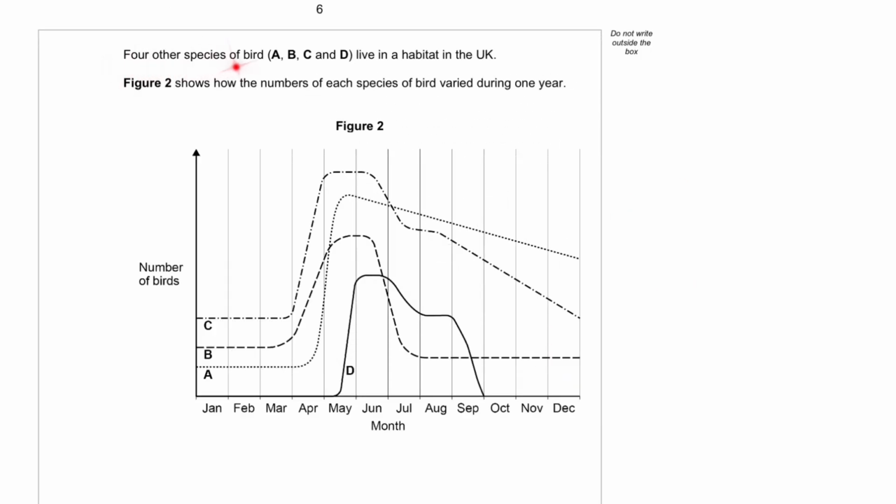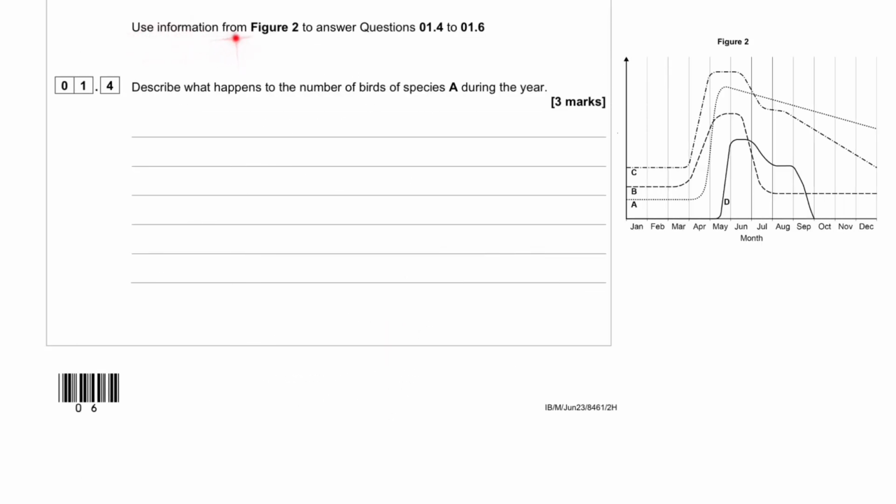4 other species of bird, A, B, C, and D, live in a habitat in the UK. Figure 2 shows how the numbers of each species of bird varied during 1 year. Here are the birds A, B, C, and D. Use information from figure 2 to answer questions 1.4 to 1.6. Question 1.4, describe what happens to the number of birds of species A during the year.